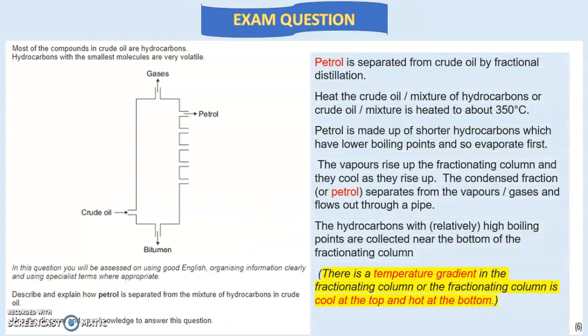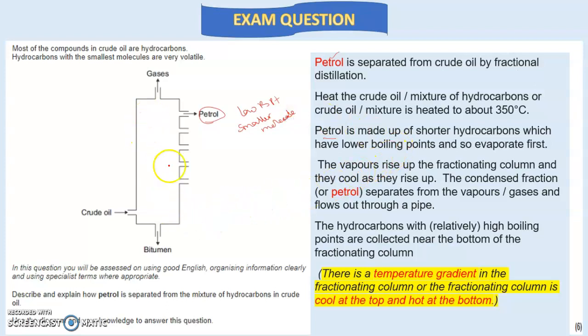So your answer would look like this. You would have to use the word petrol. You would explain that petrol is separated by fractional distillation, so heat the crude oil, or some mention of the crude oil being heated to a particular temperature. The reason why petrol is collected at the top is because it has a lower boiling point, and because it has a lower boiling point, we know it's going to have fewer carbon atoms, so it's a smaller molecule. You've got to link it to that.